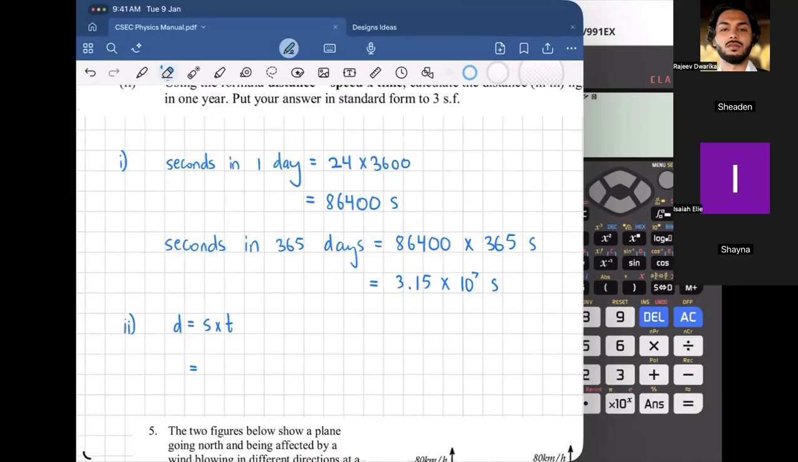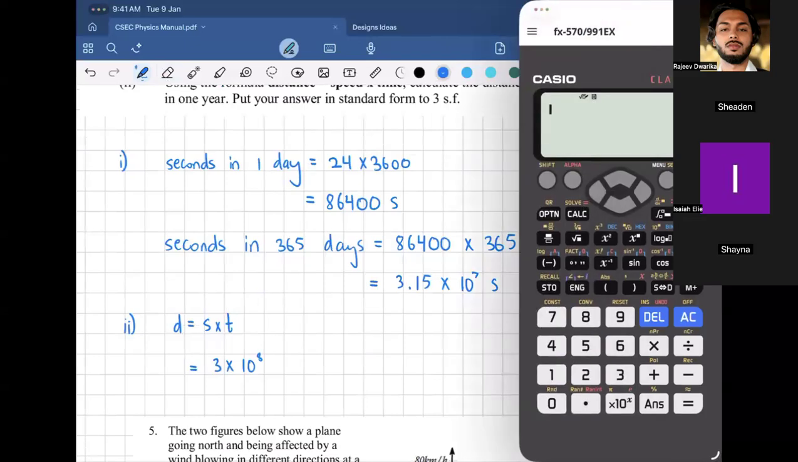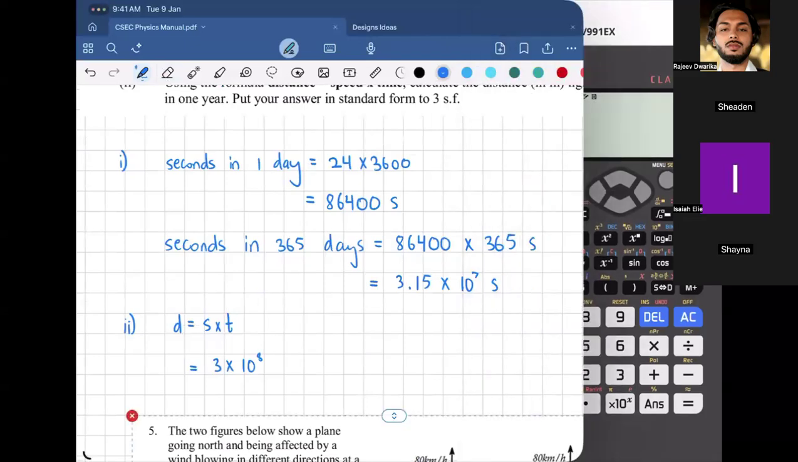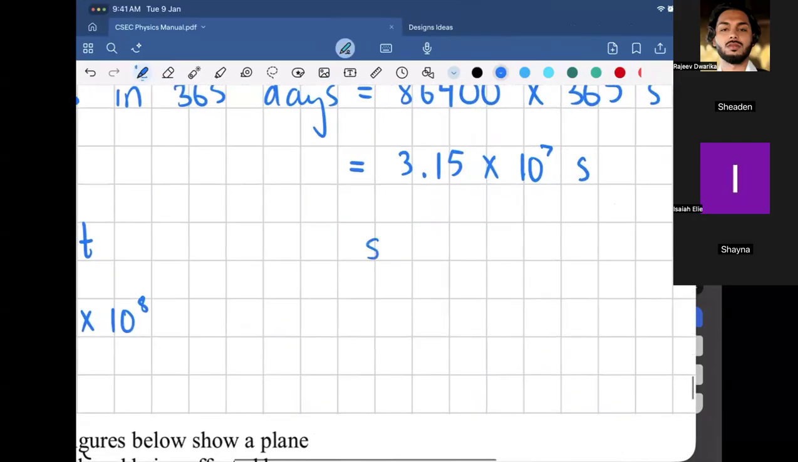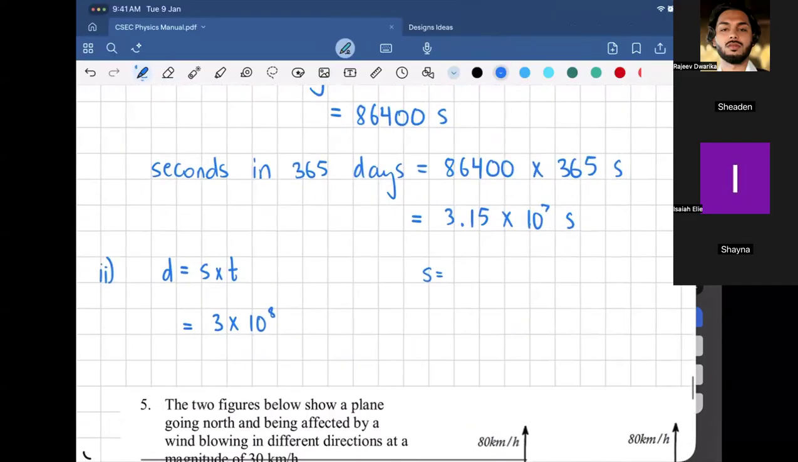And I'm going to put the units because I want to prove a point. 3 by 10 to the power 8. And what's the unit for speed, Shay? Speed. Come on. Do you know the units for speed? Okay, do you know the formula for speed? Speed is equal to distance over time.